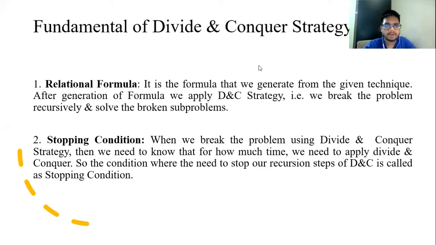Two fundamental kinds of technique. First, the recurrence relation. It is the formula that we generate from the given problem. After generation of the formula, we apply the DNC strategy, that is, we break the problem recursively and solve the broken subproblems. And second, the stopping condition. When we break the problem using divide and conquer strategy, we need to know for how long we need to apply divide and conquer. So the condition where we need to stop our recursive steps of DNC is called the stopping condition.